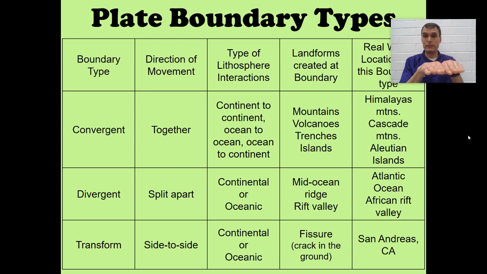This is where plates are moving side to side against each other. This can happen in continental or oceanic crust. It creates what's called a fissure, which is a crack in the ground that earthquakes can happen along. The most famous one is the San Andreas Fault, which is in California. So again, fill out the table in your notes.